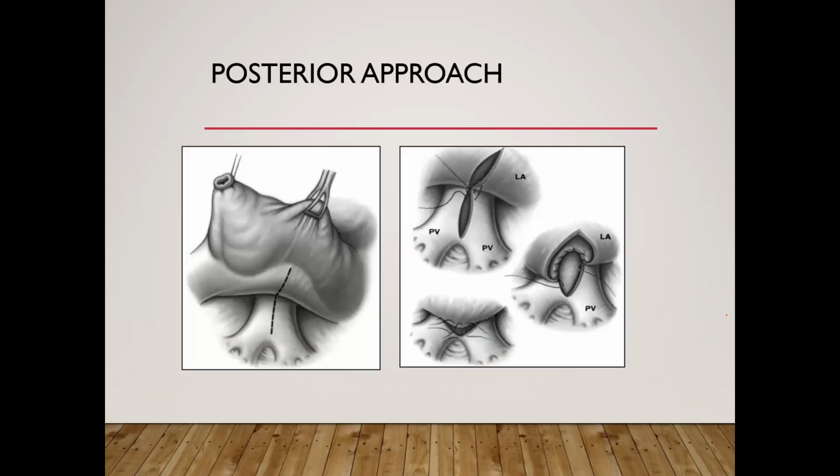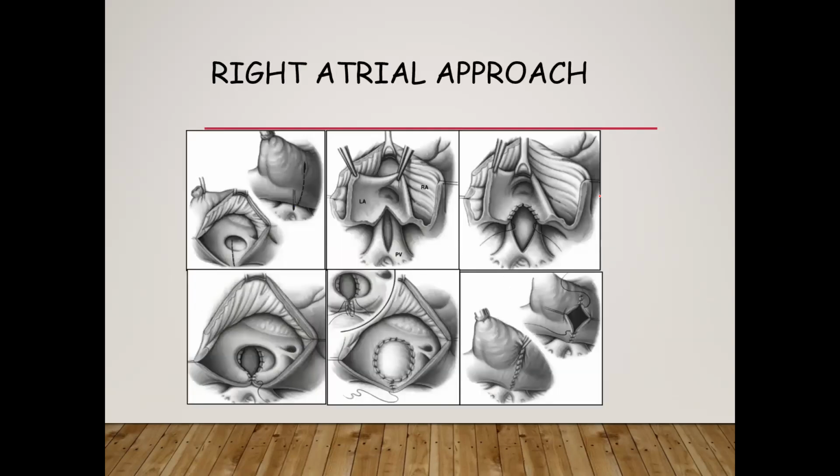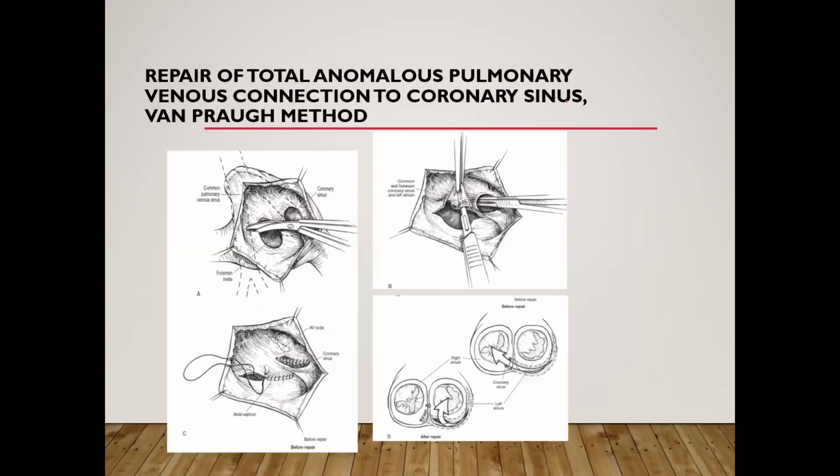This is a posterior approach, which shows the various pulmonary veins, and the confluence has been resutured. This is the right atrial approach, which I am not going into details of. And this is repair of total anomalous pulmonary venous connection to the coronary sinus, which is one method.